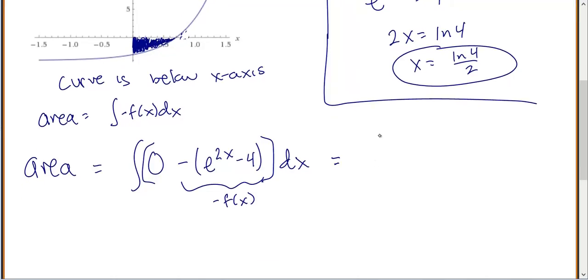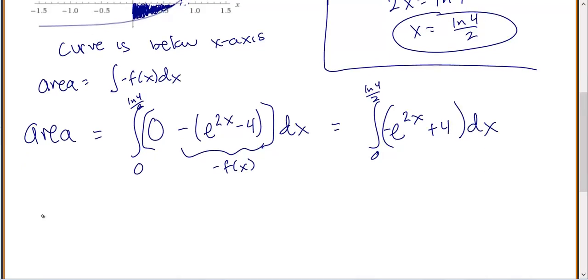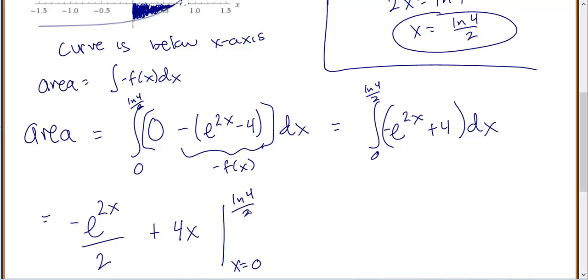So we want to take this integral. Oh, sorry, we want to go from 0 to natural log of 4 over 2. Okay. So from 0 to natural log of 4 over 2 of negative e to the 2x plus 4 dx. So to integrate, that negative will still be there. E to the 2x, the e stays the same, but you divide by the number in front of the x, plus, and that 4 integrates to 4x. And we want to evaluate from x equals 0 to natural log of 4 over 2.